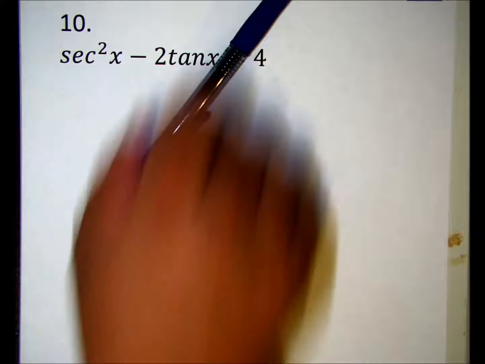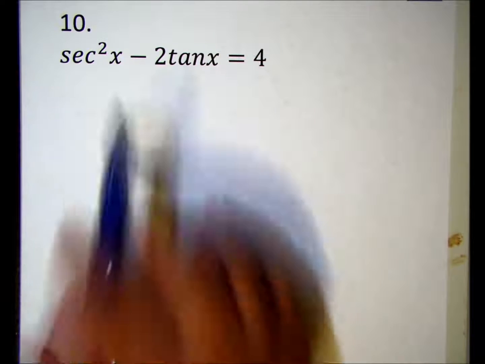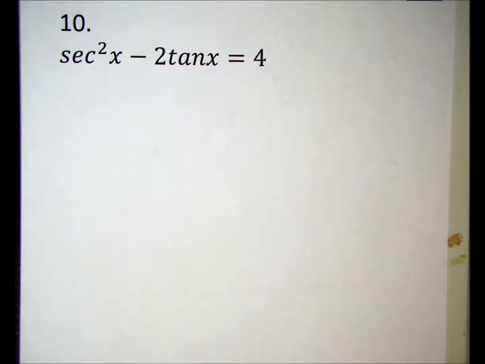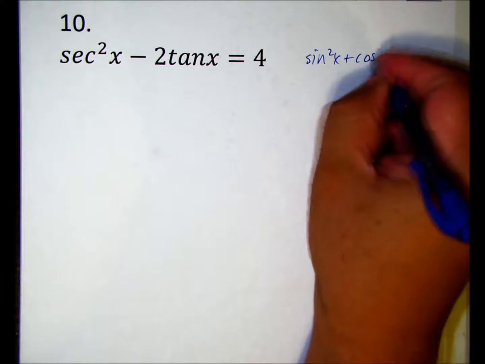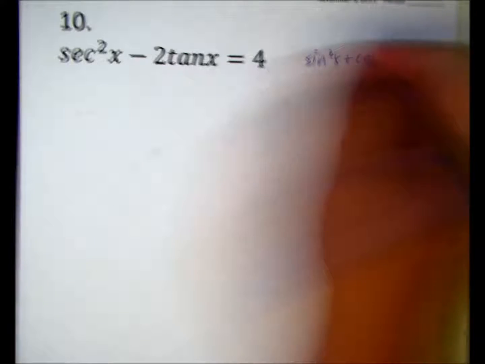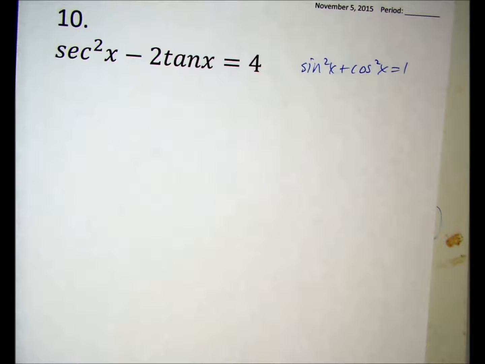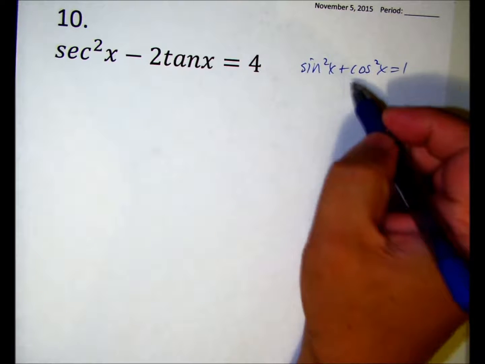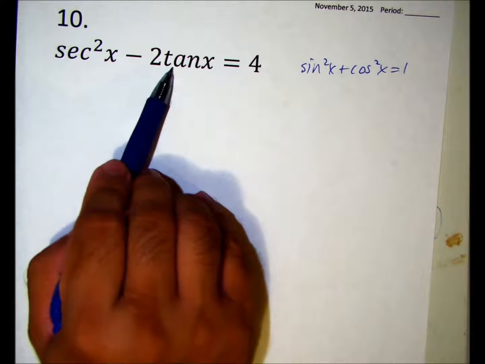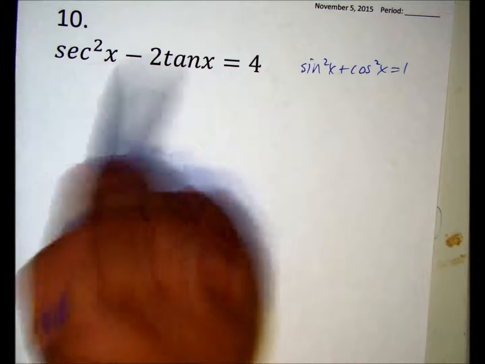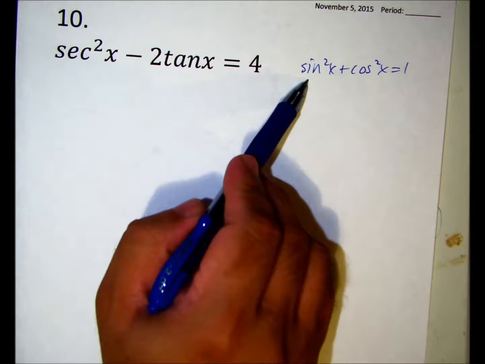10. Okay. We got a mix here, secant and tan. This time it's not sine and cosine, but we still have this trig identity: sine squared x plus cosine squared x equals 1. I know last time I had it backwards. Remember, addition is commutative, so it doesn't matter. Now, how do I get something out of this? Well, I'm looking for tangent. So let's divide this by cosine.